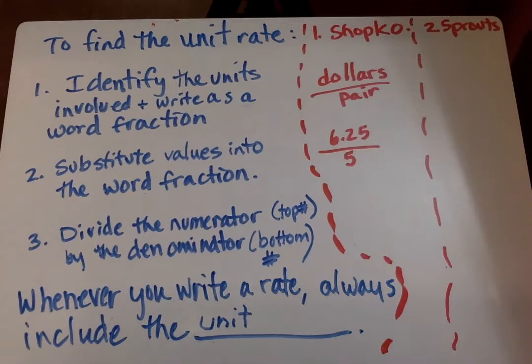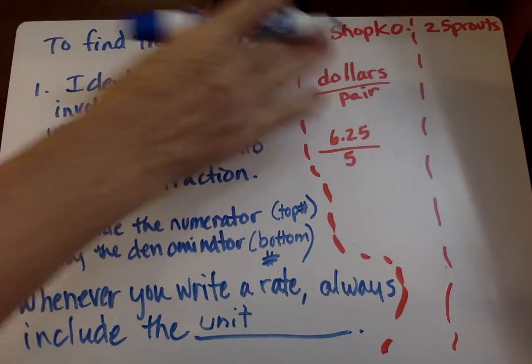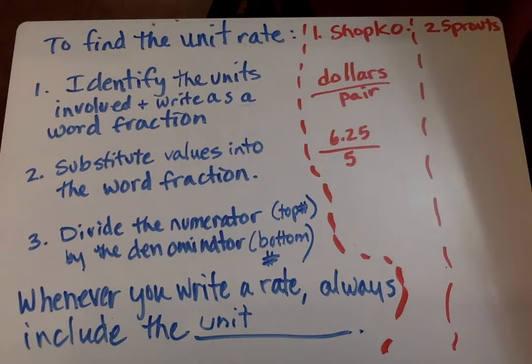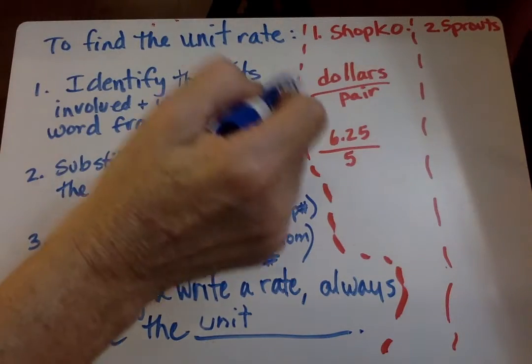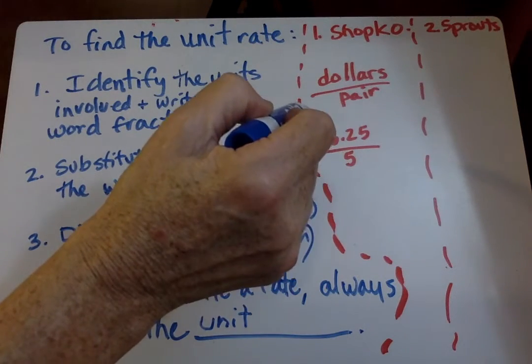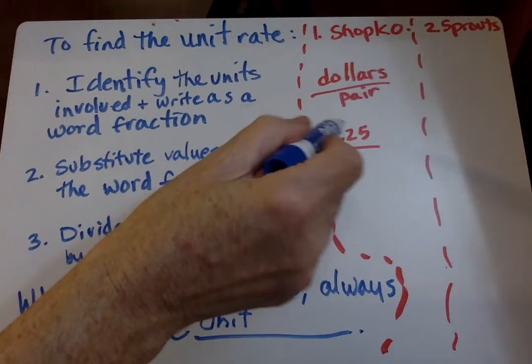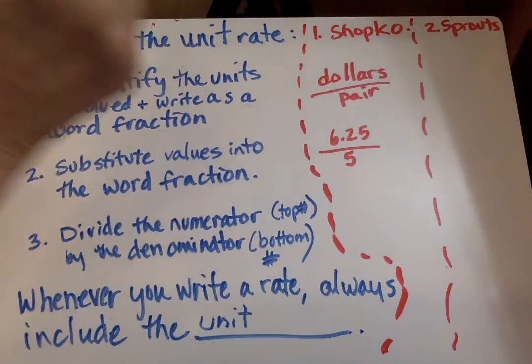Okay, next we're going to go on to the next page, page 71. Number 1 right here talks about Shopko. You can buy 5 pairs of socks for $6.25. Find the unit rate of cost per pair. So first we write our word fraction, dollars per pair: $6.25 for 5 pairs. We set up our division.